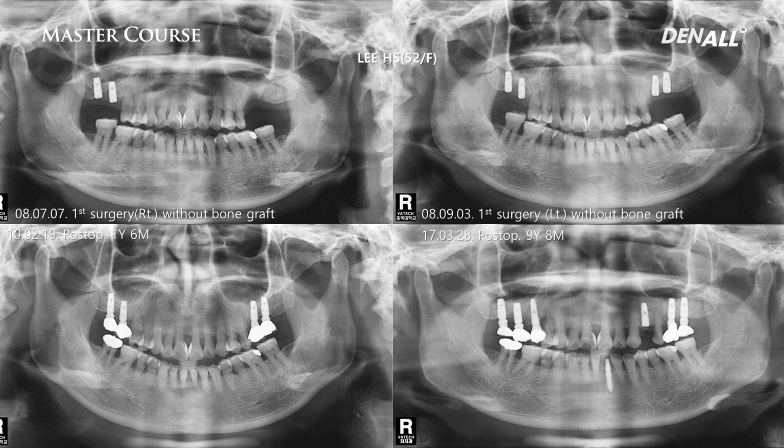In 2008, without bone graft within the right sinus, 2 implants were placed, and on the left side, without bone graft, implants were placed. This is 9 years and 8 months later, almost 10 years after surgery. In the case of chronic sinusitis, if you place implants without bone graft, you can use shorter implants. You can see that the prognosis of the implants is favorable.